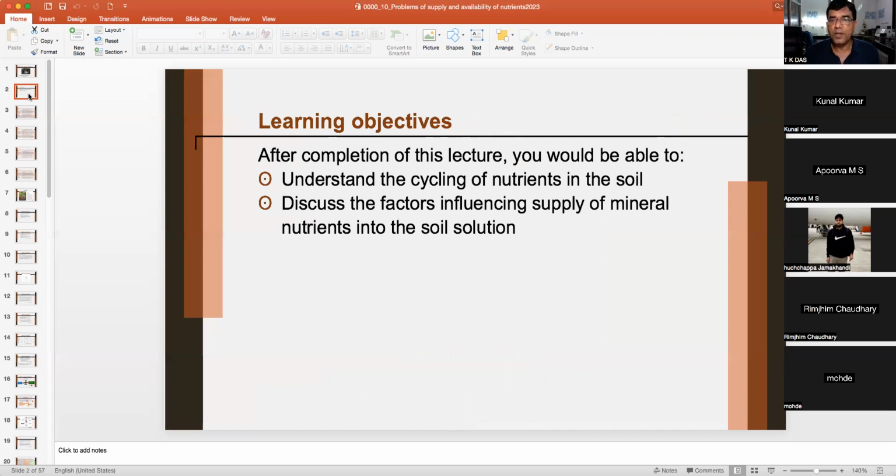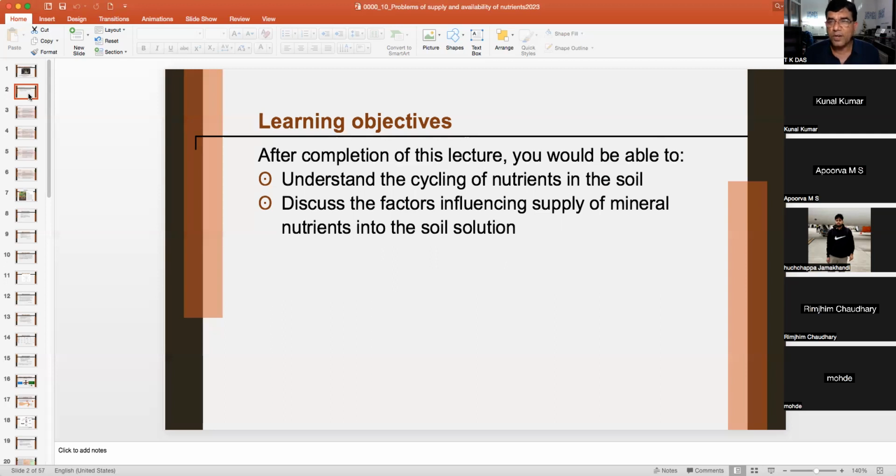That is to understand the cycling of nutrients in the soil. Means it is input, entry of nutrients into soil, and exit of nutrients from the soil. So what are the ways by which nutrients are lost from the soil? Anybody? Leaching, yeah. Then soil erosion, yes. Then volatilization, yeah. Denitrification, yeah.